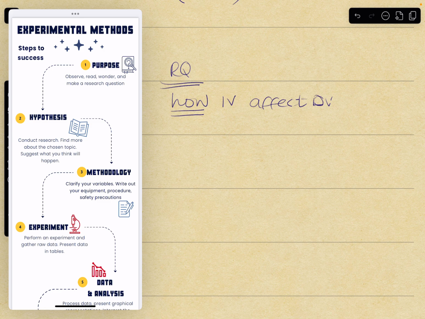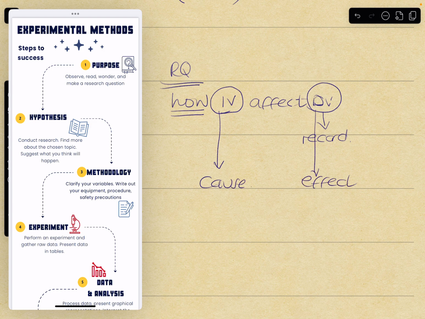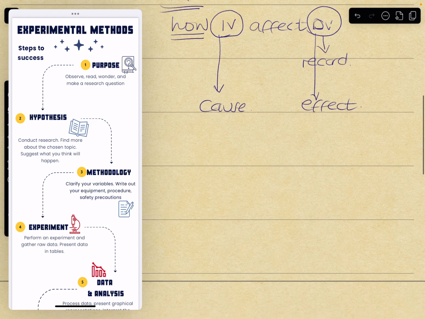How does our independent variable, the thing that we are going to change, affect our dependent variable, the thing that we are going to record, the thing that we are going to measure? How does our independent variable, the cause, affect the effect? So the research question is bringing these two things together. Very often it's worth 2 marks in the e-assessment, and the highest level research question is one that includes the IV and the DV and also some context.